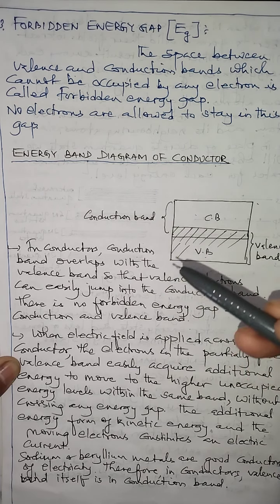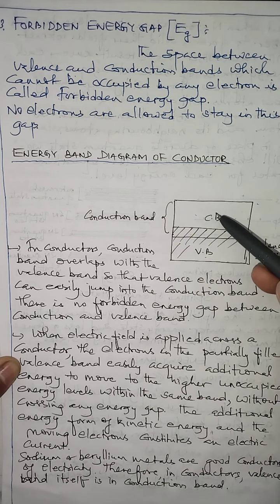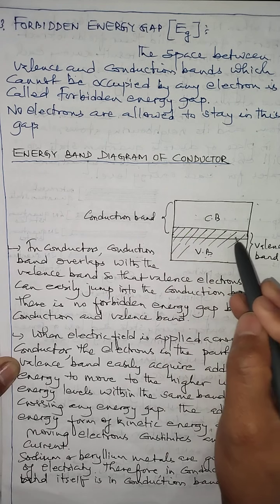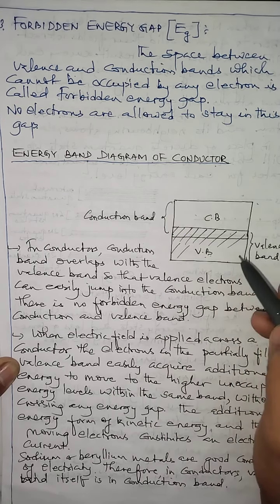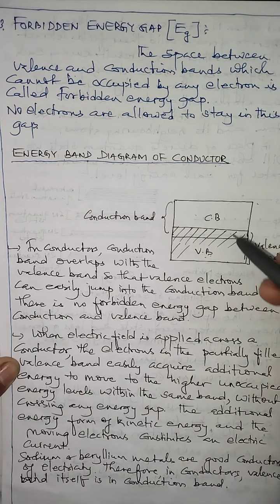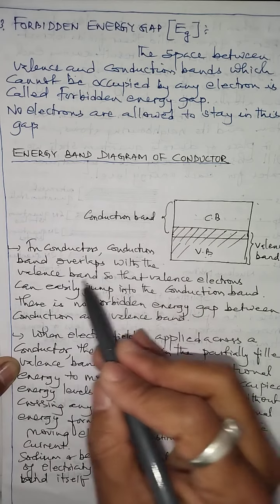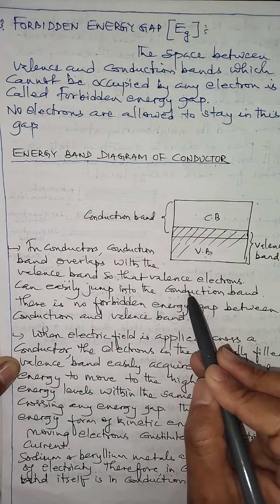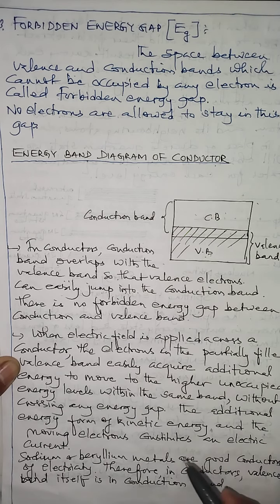But other than the conduction band, there is a valence band. Due to the large number of free electrons present in a conductor, these two bands, conduction band and valence band, mutually overlap with each other. You can see in the diagram, this is the conduction band and this is the valence band, and they always mutually overlap. That's why in a conductor, the valence electron can easily jump into the conduction band. That means there is no energy gap between the conduction band and valence band.